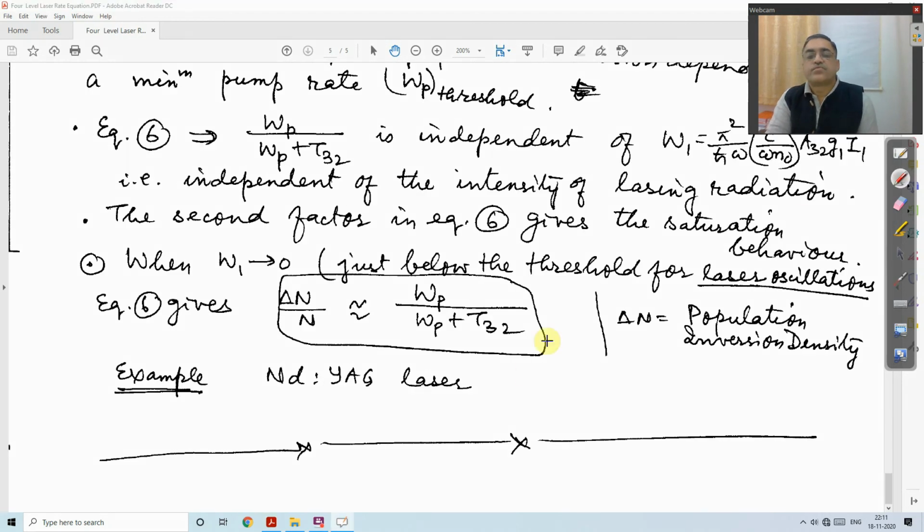An example of a 4-level laser is the neodymium yttrium aluminum garnet, neodymium YAG laser. The properties of these lasers, the qualitative properties, we will be studying after just a few lectures. So go through the text and solve the numericals in the books by Svelto, Yariv, Demtroder, Thyagarajan and Ghatak.